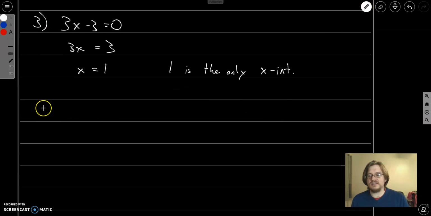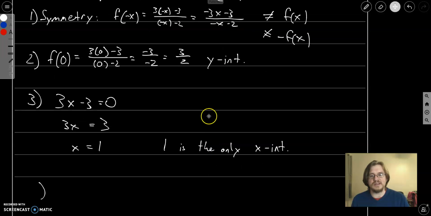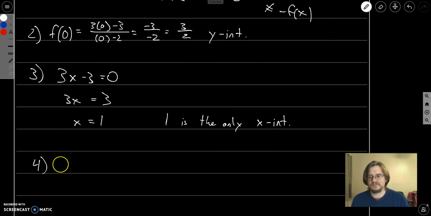Next, we want to look for vertical and horizontal asymptotes. Well, vertical asymptotes are going to be where we divide by 0. So when is the bottom equal to 0? So when is this equal to 0? Well, if I add 2 to both sides, we see that x is equal to 2. This is our vertical asymptote.